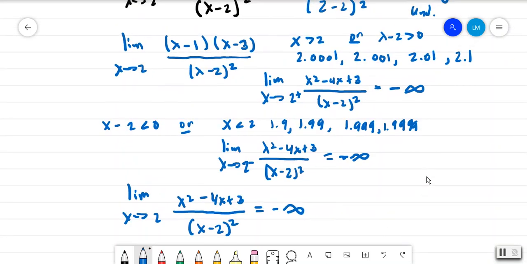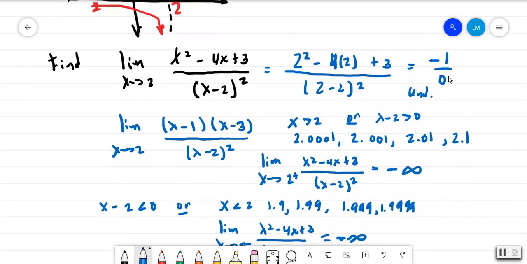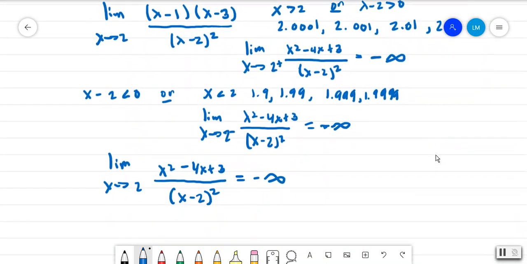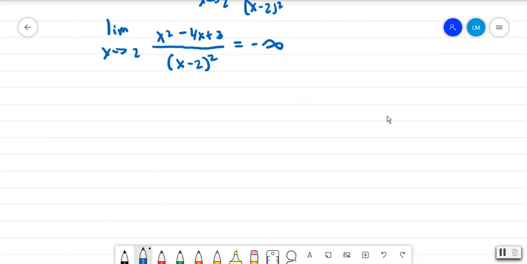Now, of course, if you just wanted to know what we get if we plug it in, we get undefined, so hence the limit does not exist. But if we were trying to look for the behavior, then we would probably have to break it down like this.